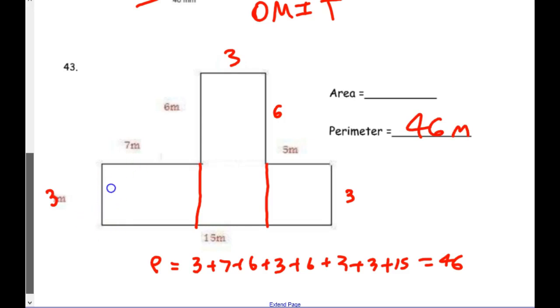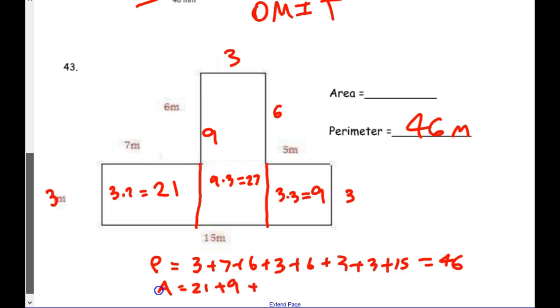Let's find these areas. This is going to be 3 times 7 equals 21. And then this is going to be 3 plus 6. So this whole side is 9. 9 times 3 is 27. This is 3 times 3, which equals 9. So area is going to be 21 plus 9 plus, that's not true. Oh yeah, it is. This 9 plus 27. So that's going to give us 57. And again, my units are meters, but this time it's going to be squared. Alright, that's the review.